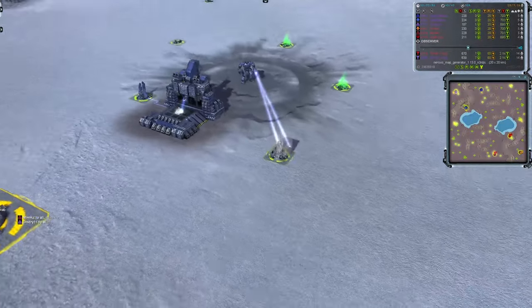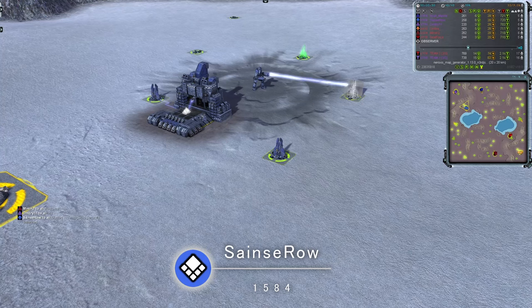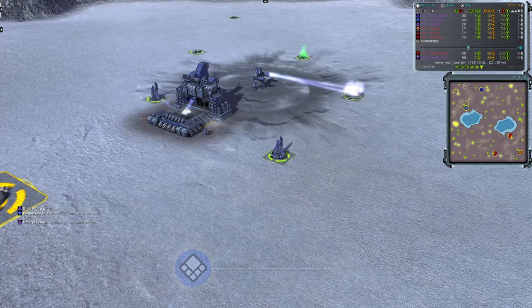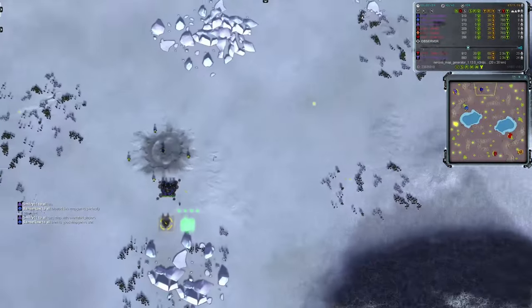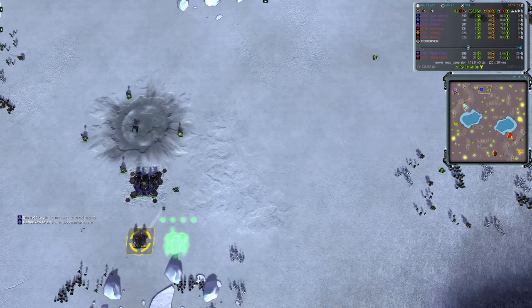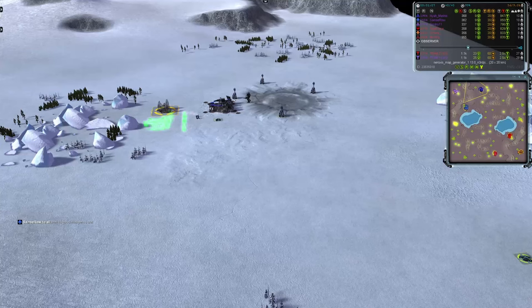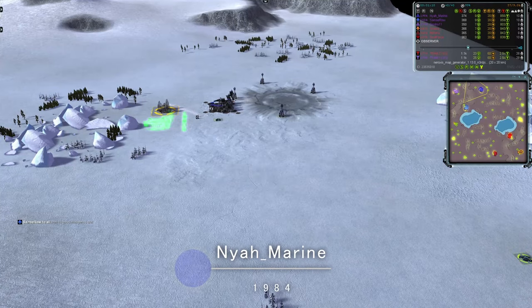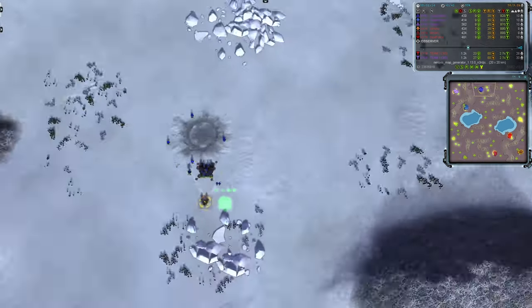In front of him, in the forward position for cold team, we have SainseRow, 1584 rated and UEF. He's in baby blue. And over here, we have SainseRow, who I also disagree with. While TMM is indeed good, I love map gen. Anyway, in the final position for the cold team, we have Nyarmarine, who is 1984 rated. He is Cybran, and he is in dark blue.